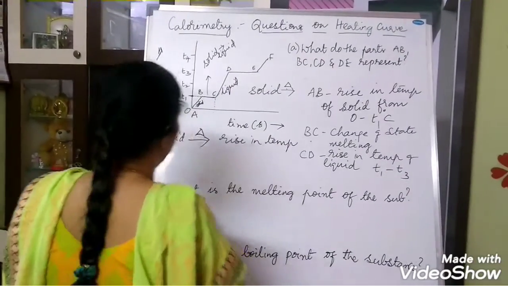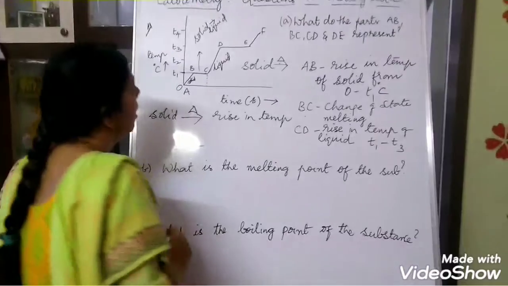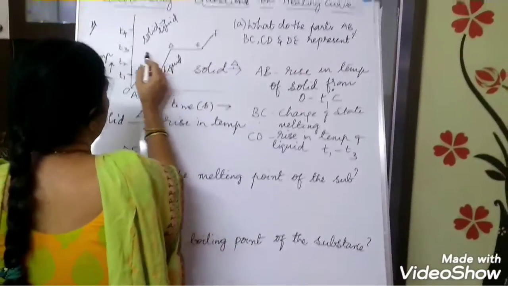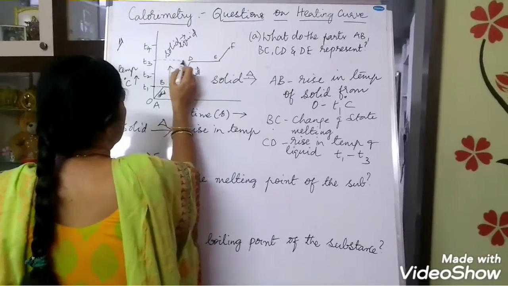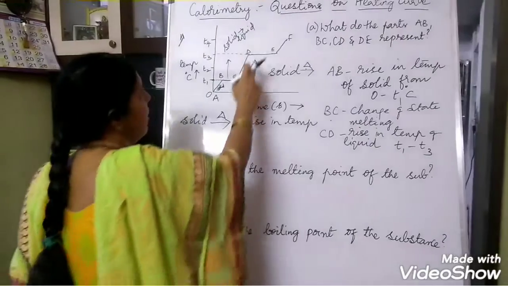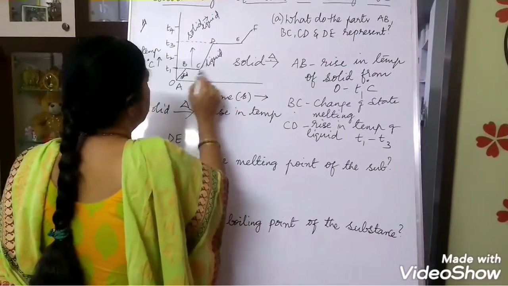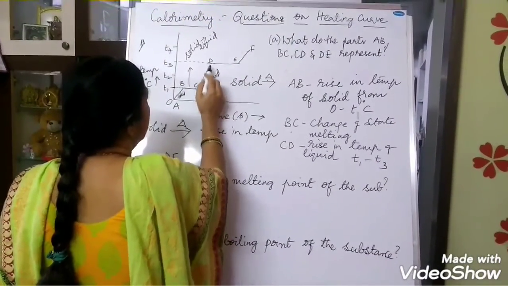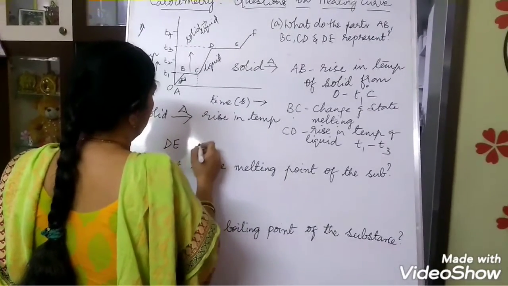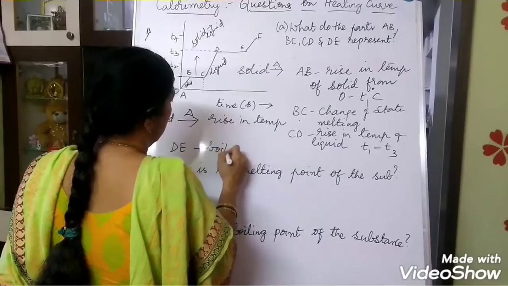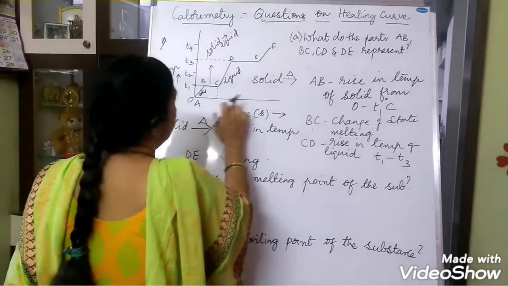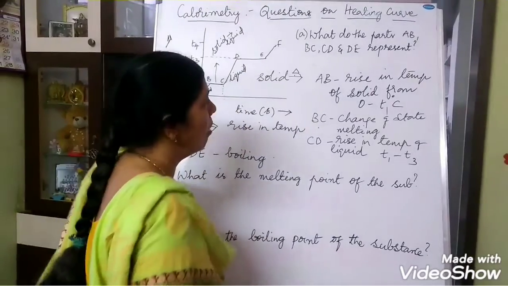Now, if you take part DE, this part of the graph, what is happening? You see the temperature is remaining constant. So when the temperature remains constant, whenever there is change of state, already the substance has become liquid, it is in liquid state, the liquid will be changing to gaseous state. So DE represents vaporization. And time will be changing, but the temperature will remain constant.